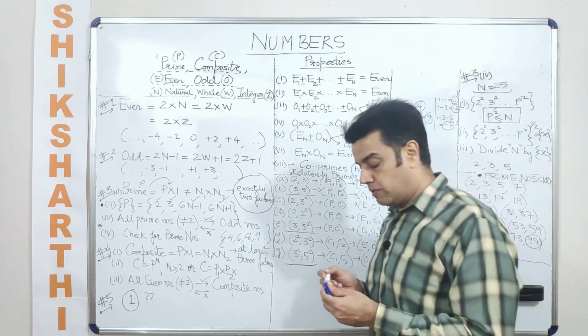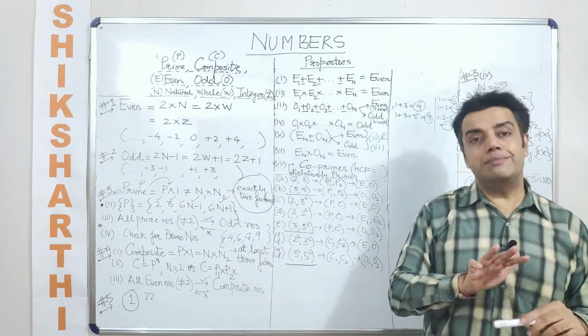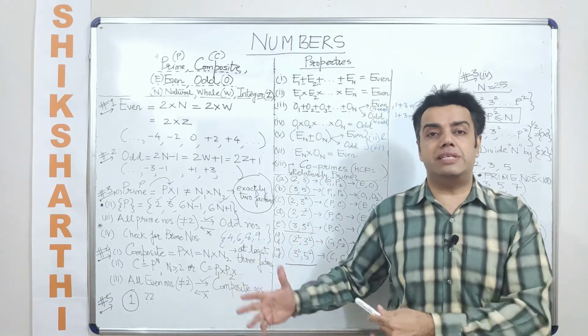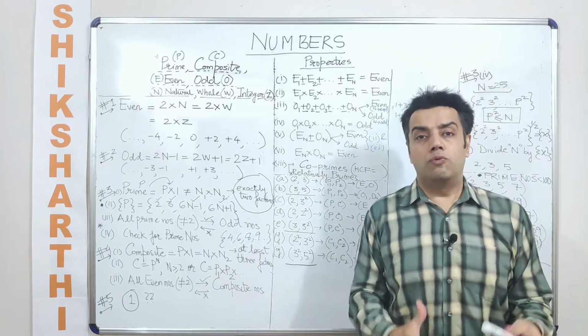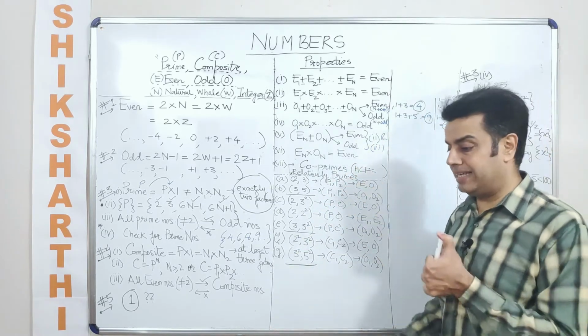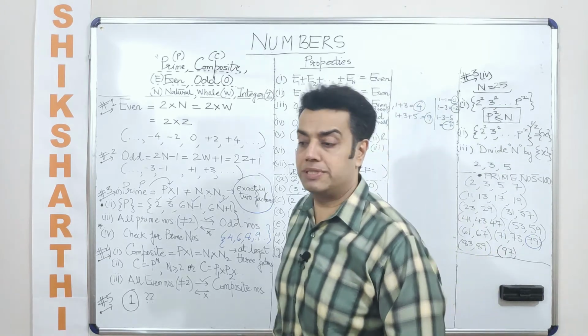Next, if I take one even number and the remaining numbers are odd numbers only, or if I take n number of even numbers and n number of odd numbers, what will their product be? The product will always be an even number, or I can say an even integer to be more precise.